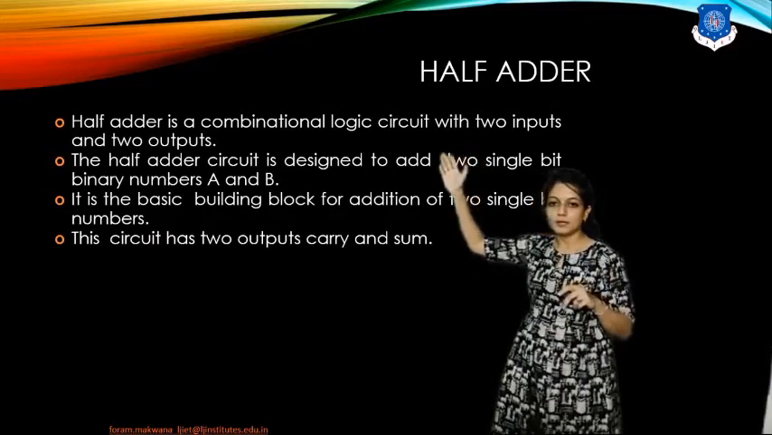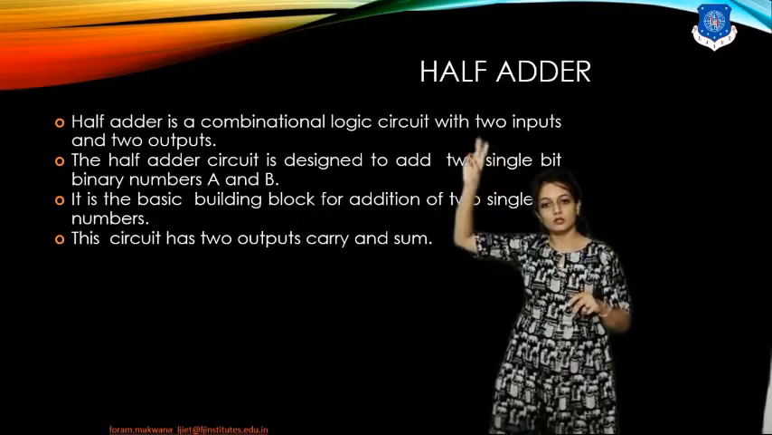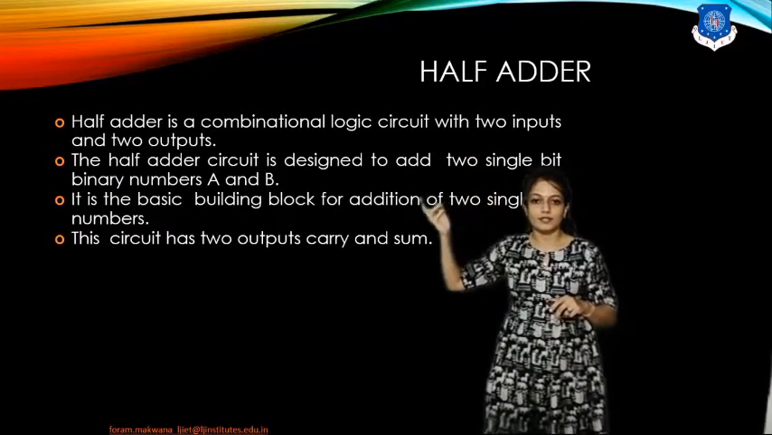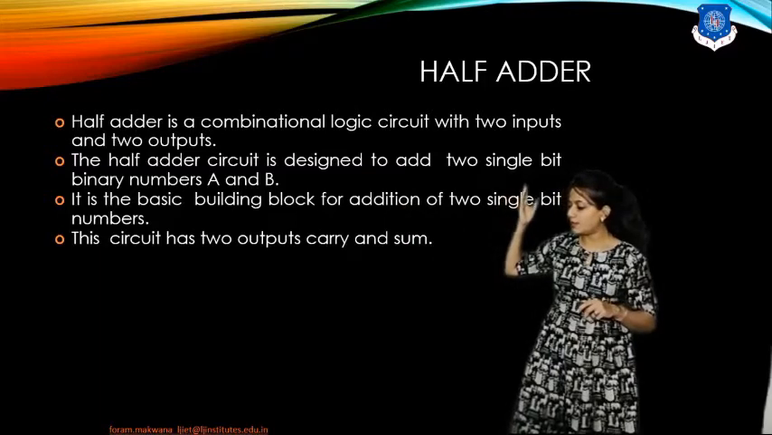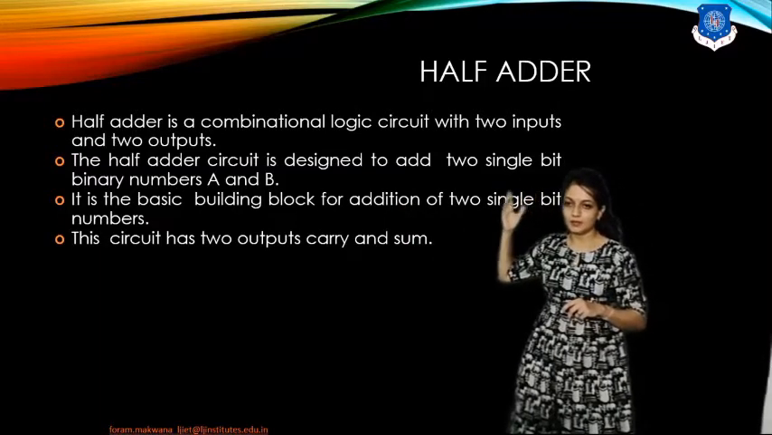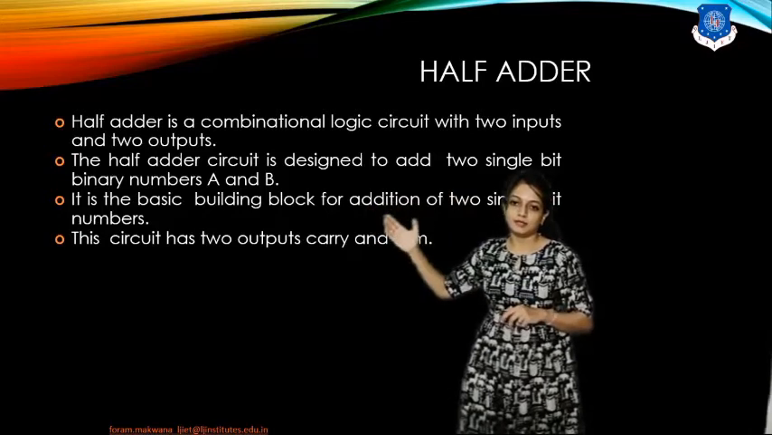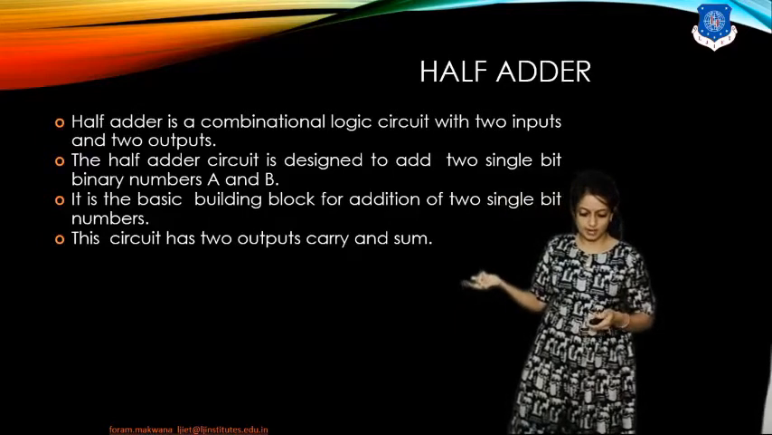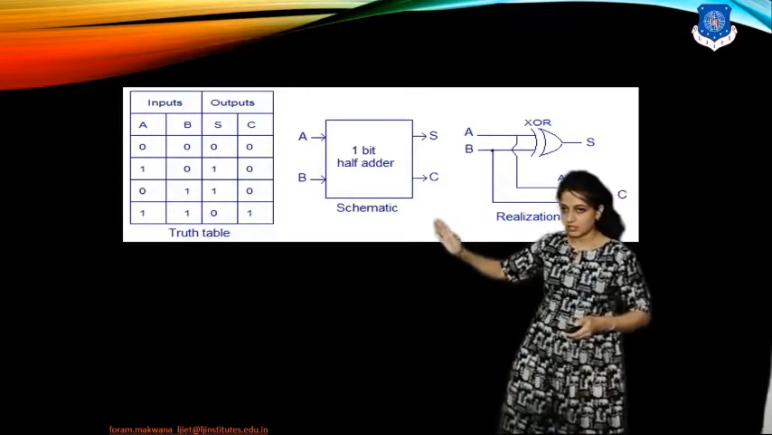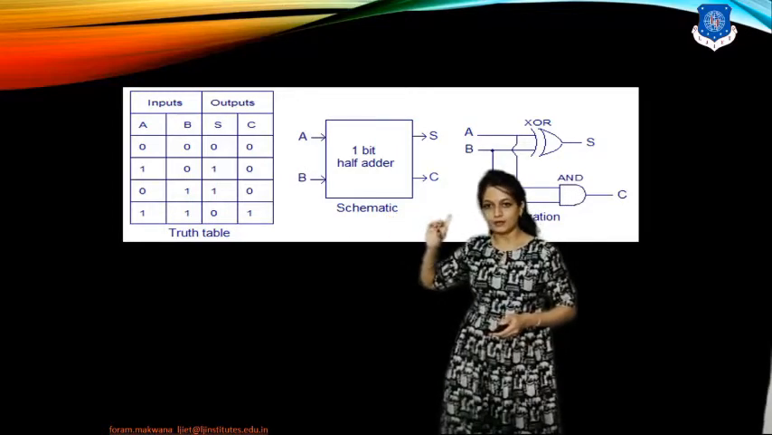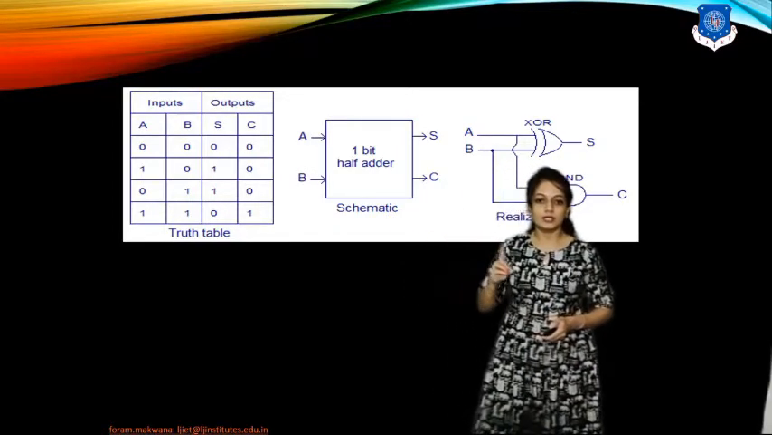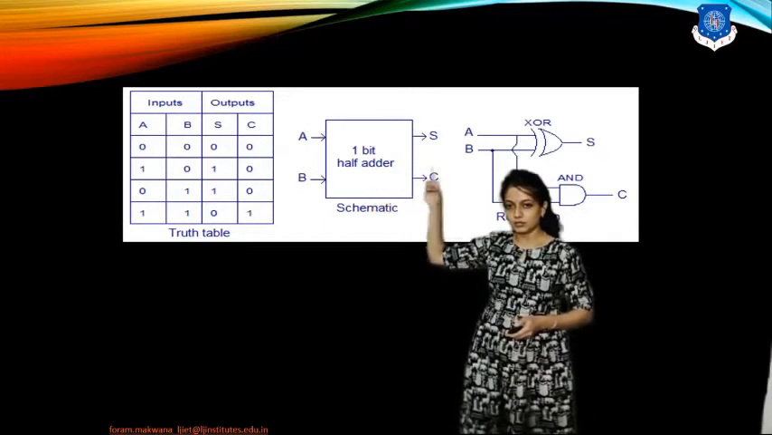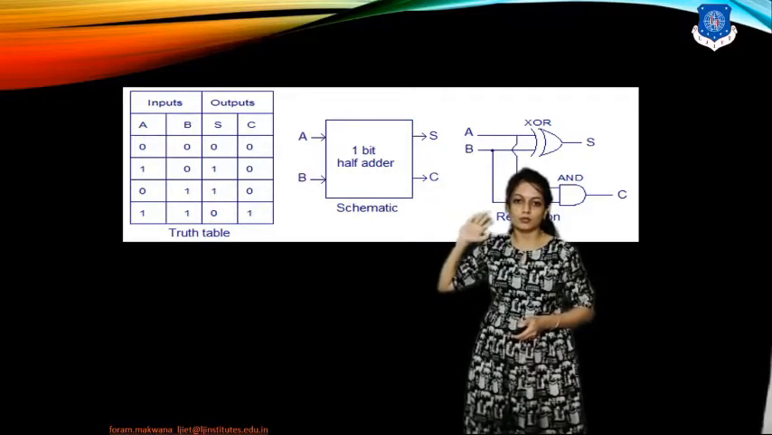A half adder is a combinational logic circuit with 2 inputs and 2 outputs. So what is the function of the half adder? It is designed to add two single bits. Let's say the binary numbers are A and B, and it gives you 2 outputs. The outputs are sum and carry. This is the schematic of a 1 bit half adder. That means at a time it will add only a single bit. A and B are the inputs, S and C, sum and carry, are the outputs.